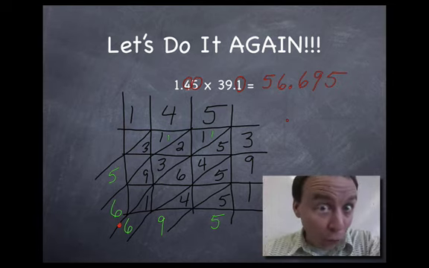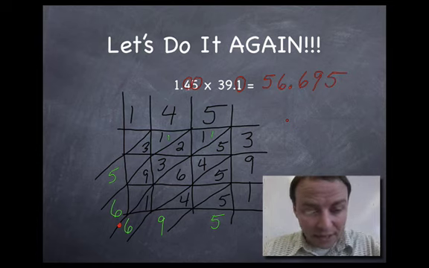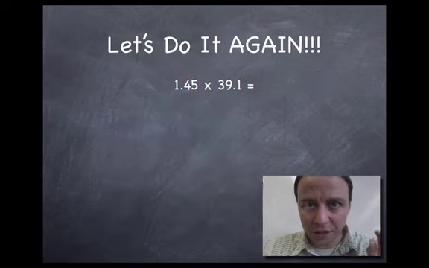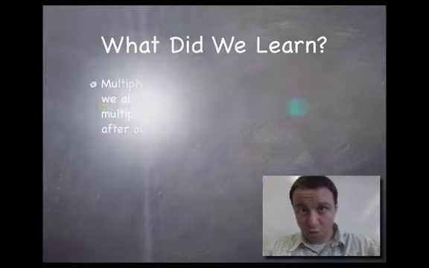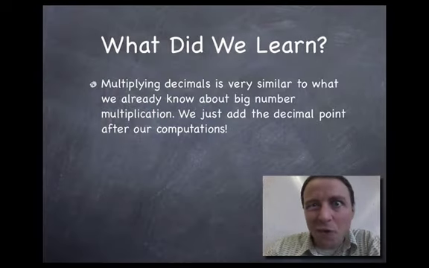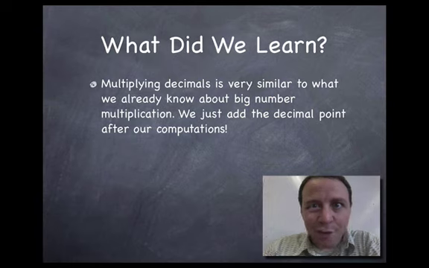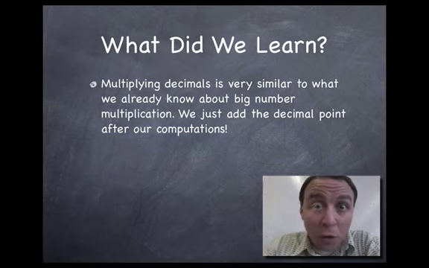Can you prove that you understand? If you don't, maybe back it up and watch me do this again. Otherwise, I want you to prove it. We're going to explain what we learned first, though. What did we learn? Well, multiplying decimals is kind of similar to big number multiplication. We still build a lattice. All we have to do is count digits now and put a decimal point in where it belongs.